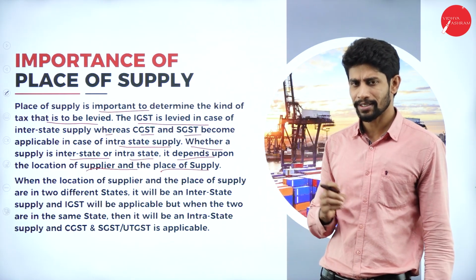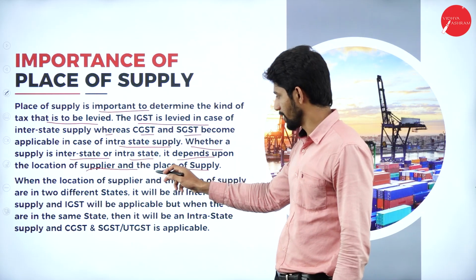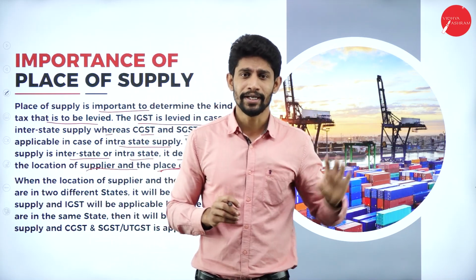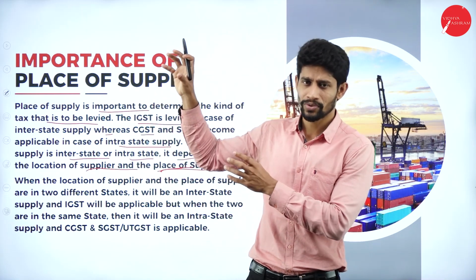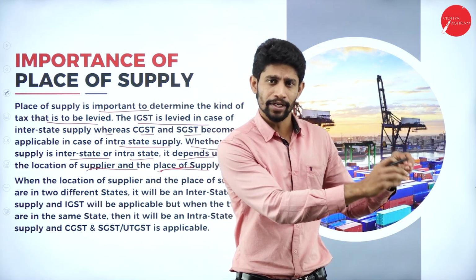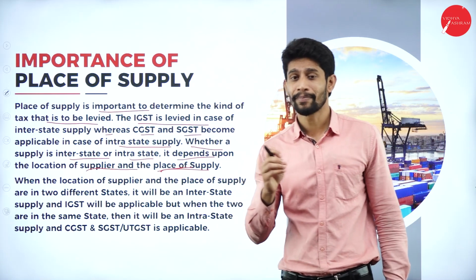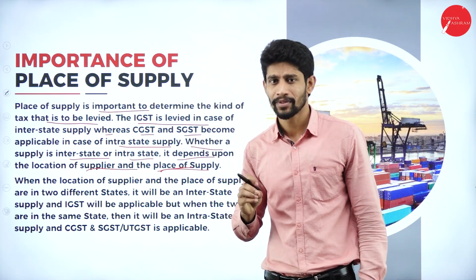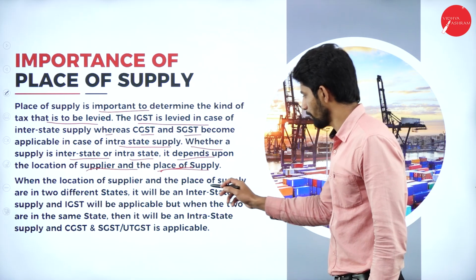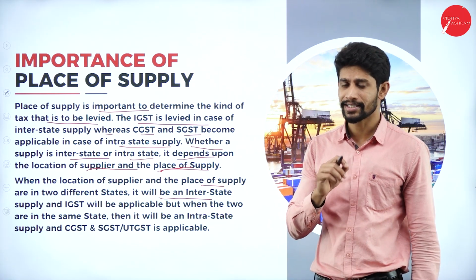So whether it is an interstate supply or intrastate supply depends on the location of the supplier and the place of supply. That means from where the supplier is supplying and to which place it is supplied. Like it is supplying from Kerala to Karnataka. So based upon the place of supply and the location of the supplier, from which place the supplier is supplying and to which place he is supplying, that is most important. When the location of the supplier and the place of supply are in 2 different states, it will be an interstate supply and IGST will be applicable.